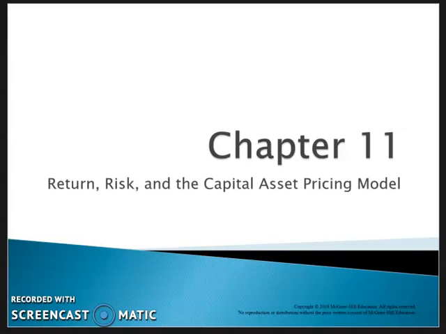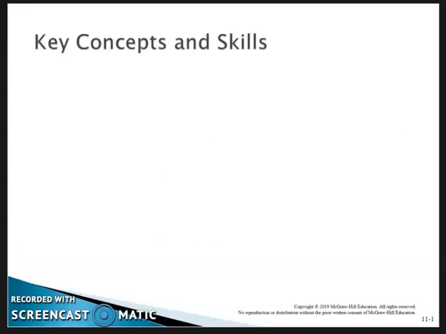Chapter 11, risk, return, and the capital asset pricing model. We talked in the previous chapter about mean variance analysis. The most widely used mean variance model is the capital asset pricing model. They basically continue off of the topics we covered in the previous chapter.